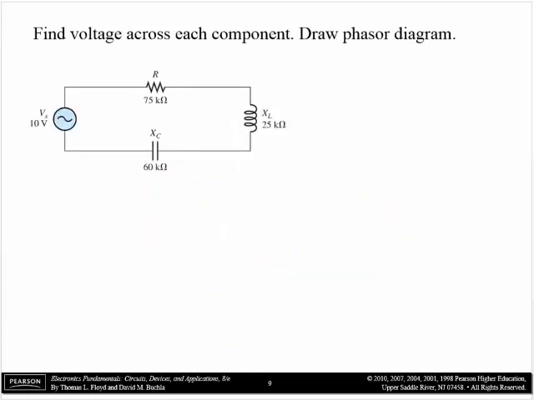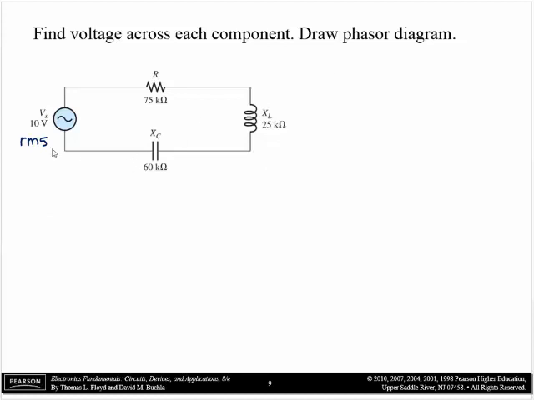Find voltage across each component. Draw the phasor diagram. This looks like a good problem. So we have our V source, remembering that if it's an AC source and it says V source is 10 volts, that is always RMS voltage. That is not your peak voltage unless it specifically says that.